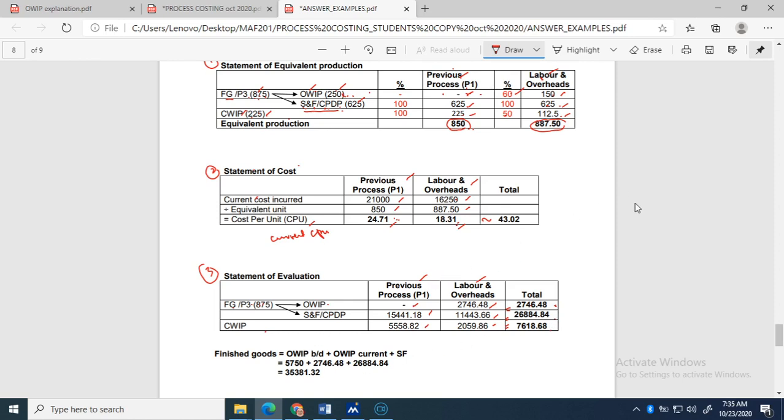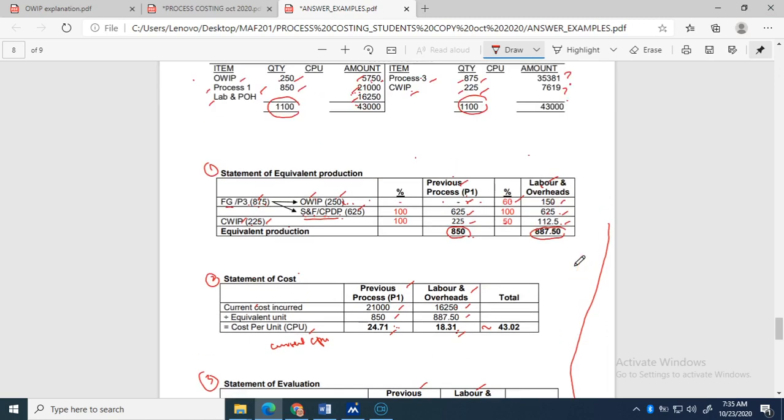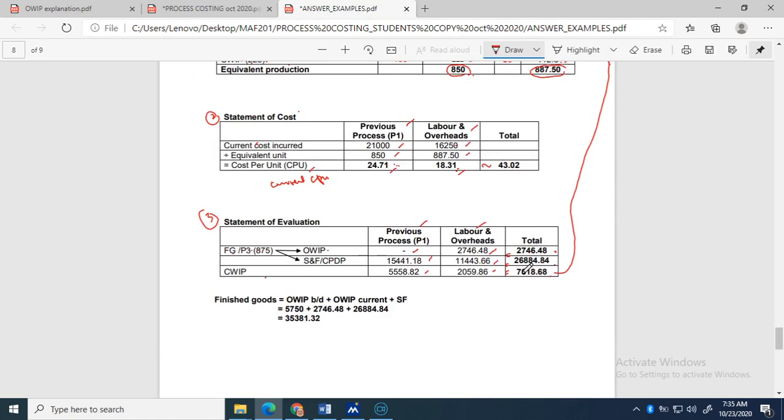Now as usual, CWIP you can straight away put in the process account. Straight away in the process account, 7619, you round up to 0 decimal places. How about finished goods? Finished goods we have to adjust.